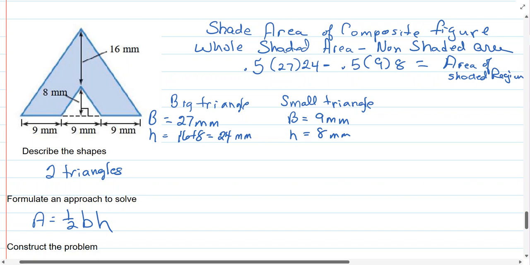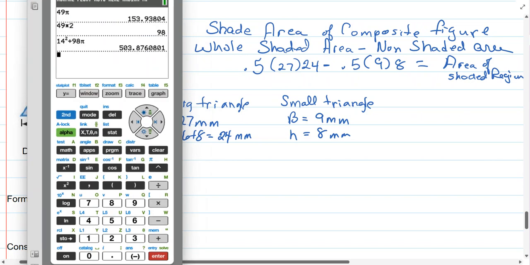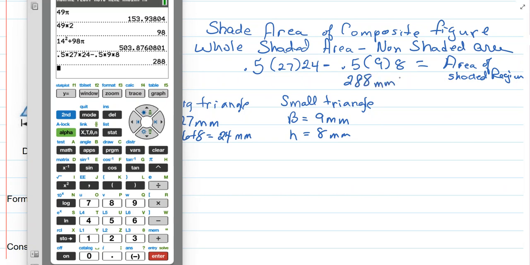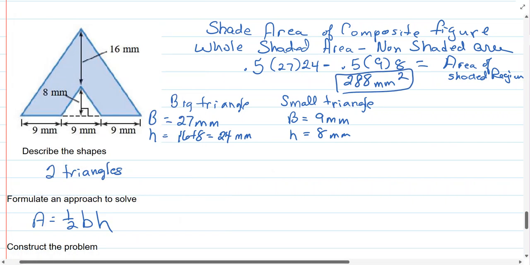All right. Now we're going to just do the calculator. 0.5 times 27 times 24 minus 0.5 times 9 times 8. And we're going to have 288, and this is in millimeters squared, is my total area.